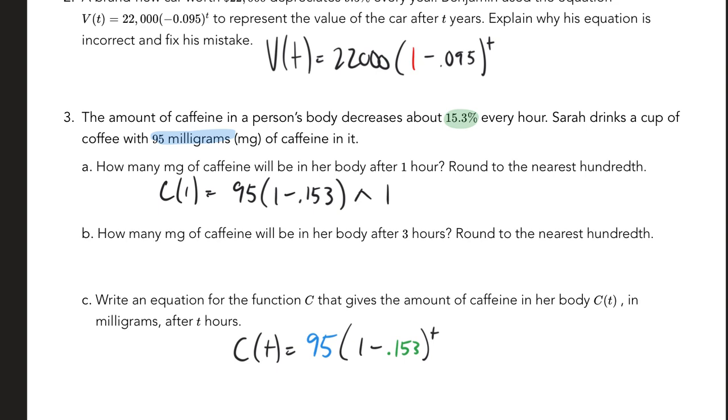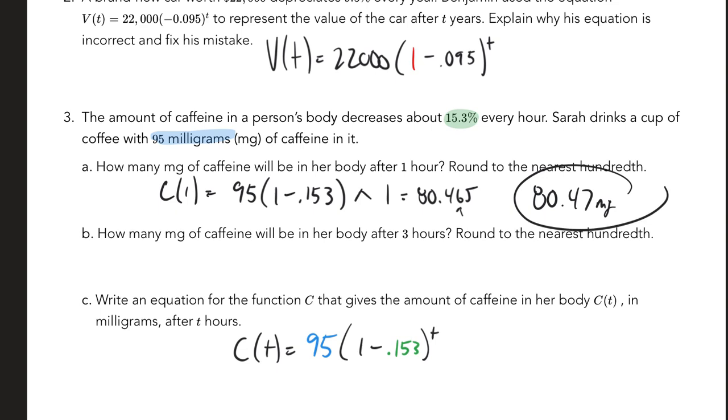It says rounded, so that gave me 80.465. Round to the nearest hundredth, which is the second place. So that 6 is going to get rounded up. So 80.47. What are we talking about? 80.47 what? Must be milligrams. And if you want to say milligrams of caffeine, that might be better.